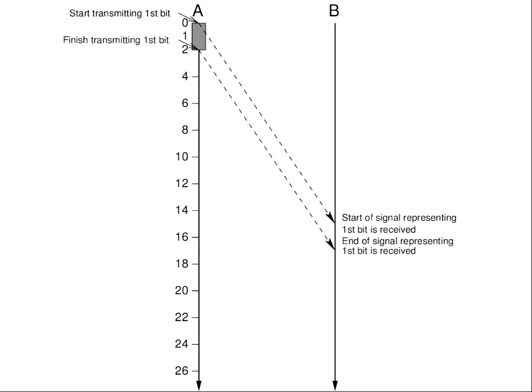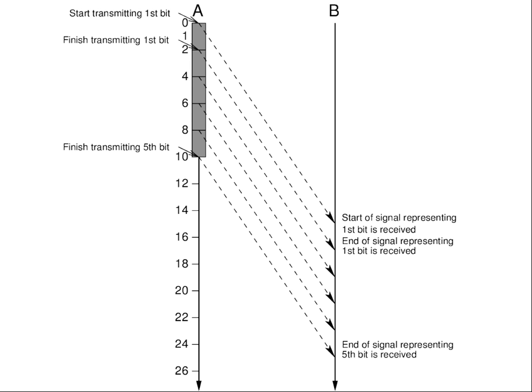Of course, A is sending more than just one bit. We saw the transmission delay was 5 bits. A transmits bit 1, 2, 3, 4, 5. The signals propagate. The first bit is received, the second, third, fourth, fifth bit. The last signal representing the fifth bit is received here at time 25 microseconds.